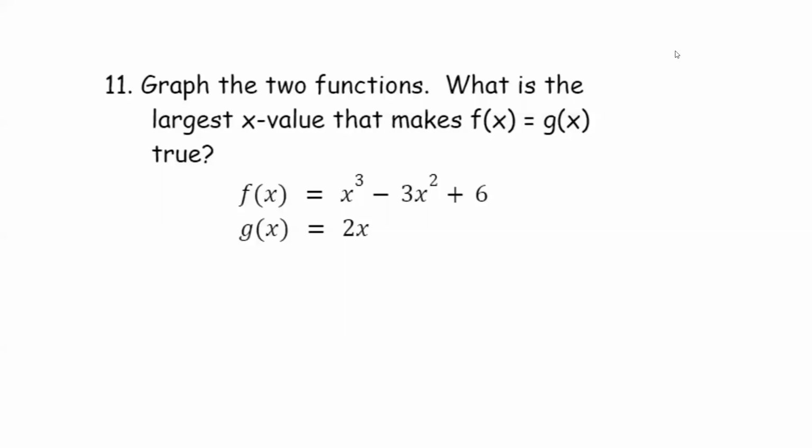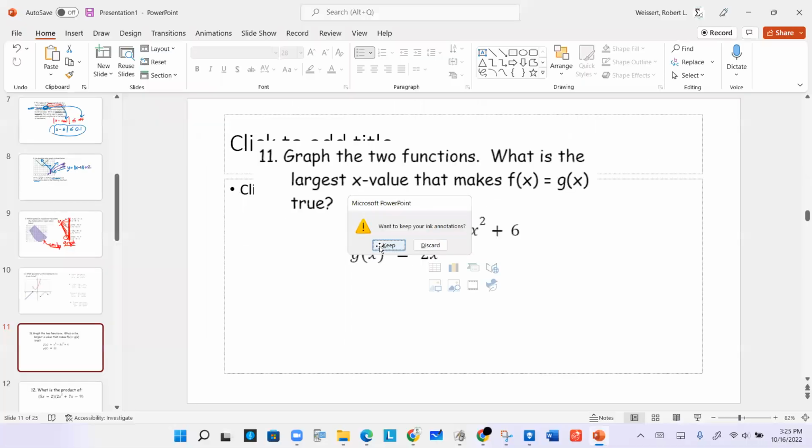All right, this is going to be midterm review number 11 through 15. Question 11, graph the two functions. What is the largest x value that makes f of x equal to g of x true? So we do want to graph those.